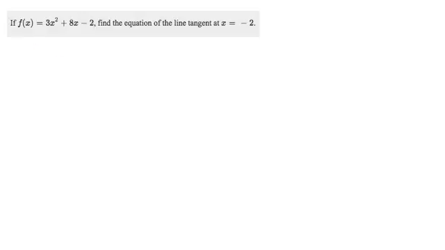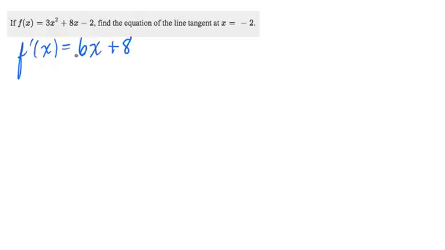So using the power rule, we'll bring this 2 down out front and multiply it times that 3 to get 6x to the first power when we reduce that power by 1. Then the derivative of a linear term, positive 8x, is the slope, positive 8, and the derivative of negative 2 is 0. So that's my general derivative.